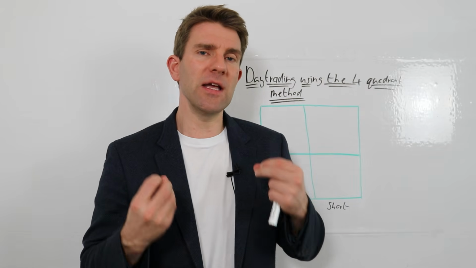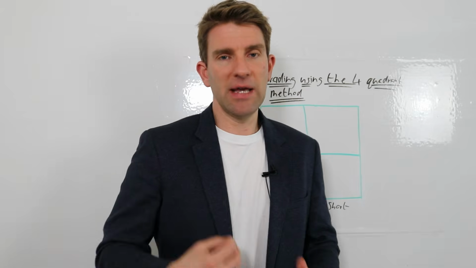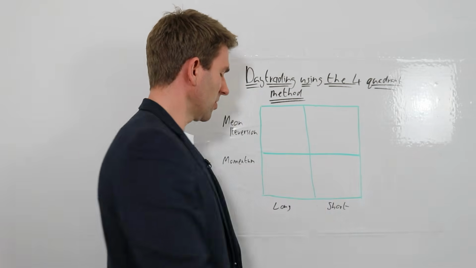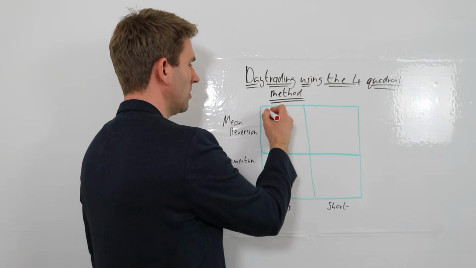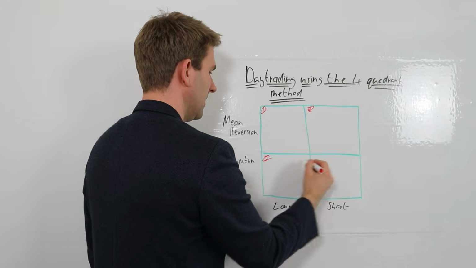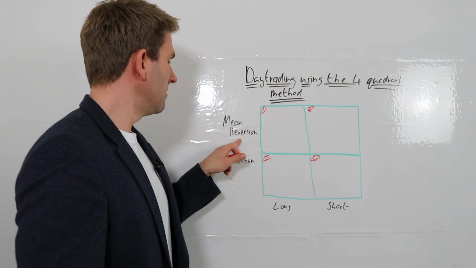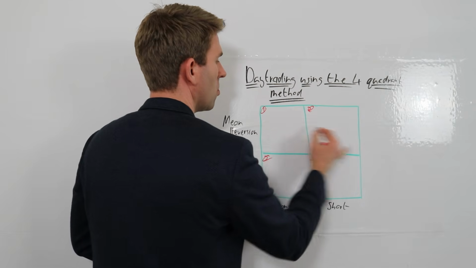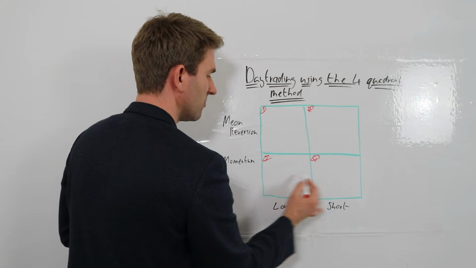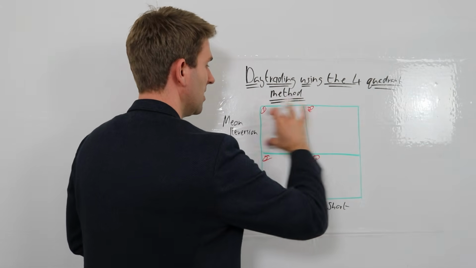Now, one way to reduce the pressure you're under and the cognitive load is to think of your trading as quadrants. I'm going to label them here: 1, 2, 3, and 4. In quadrants 1 and 2, we've got mean reversion. In quadrants 3 and 4, we've got momentum. So anything in here is a momentum trade, and anything in there is a mean reversion trade.